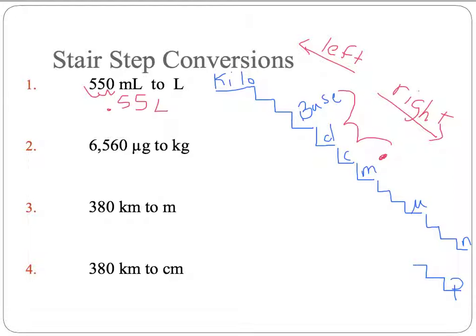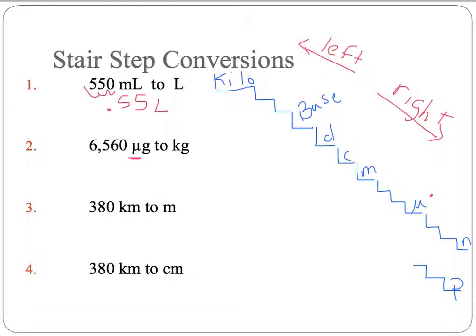Okay. Next, I have 6,560 micrograms. So I'm going to erase all my work from the last problem. For this one, I'm looking at micrograms. I'm right here. That little symbol is not an M, it's like a U. You can kind of see it here. It is a U looking thing. It's not an M. So that means micrograms to kilograms.